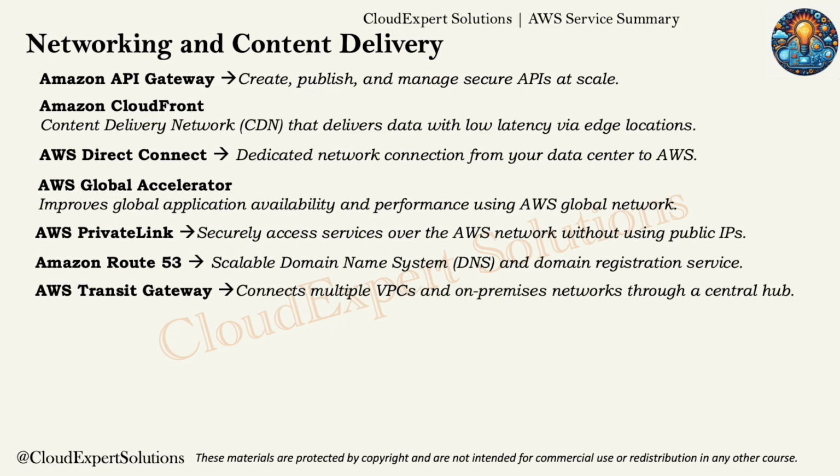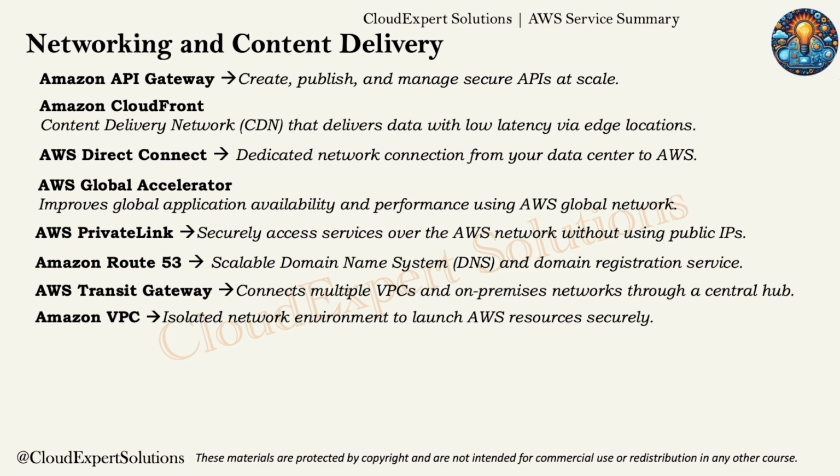Then AWS Transit Gateway. AWS Transit Gateway connects multiple VPCs and on-premises networks through a hub-and-spoke network. AWS Transit Gateway can be used for simplifying large-scale network architecture.